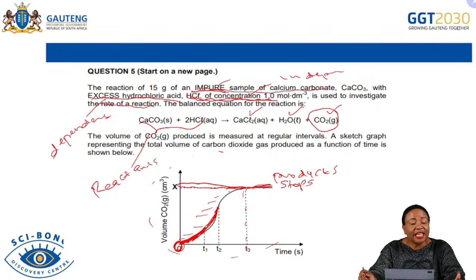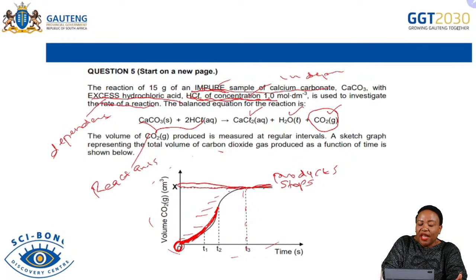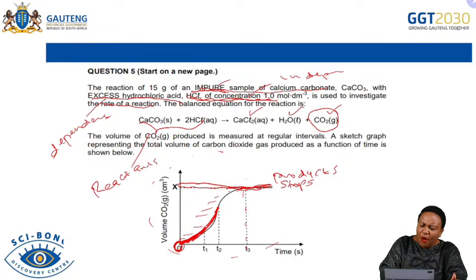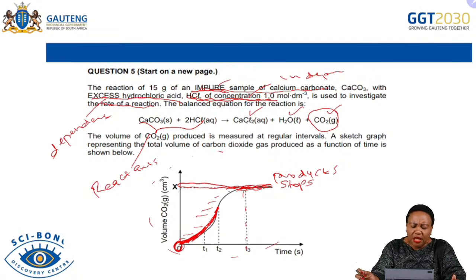So at T3, we can see that we have a higher volume of carbon dioxide gas, because that's where we have reached our maximum point at point X, whereby our volume is X. Now, what are the questions?